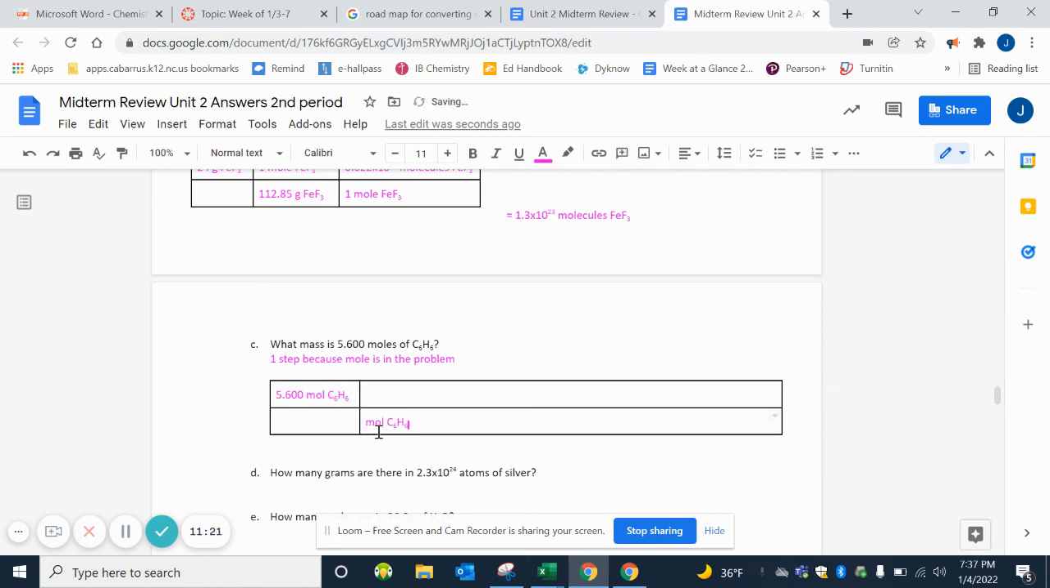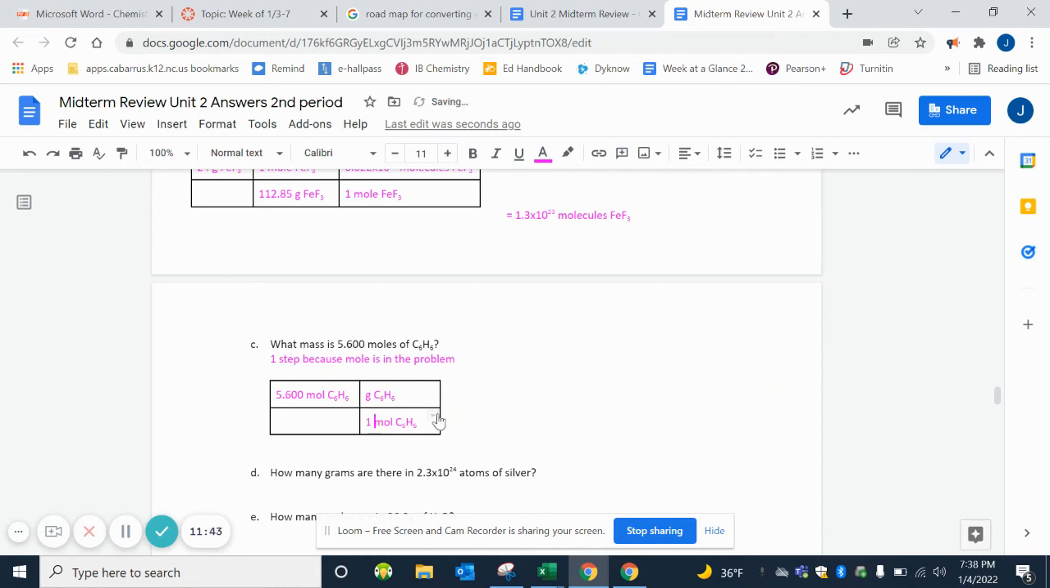You have mole on the bottom. You're allowed to go anywhere you want on the top. It's asking us for mass. So what unit do we measure mass in? We measure mass in grams. So we're going to put grams of C6H6 on the top. 1 goes with mole. The molar mass goes with grams. So we're going to add 6 carbons plus 6 hydrogens. And you should end up with a mass of 78.108.